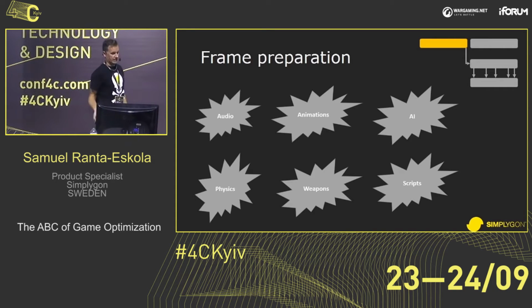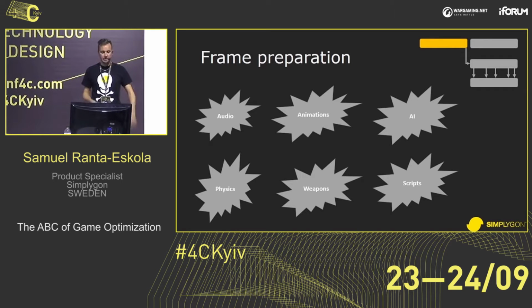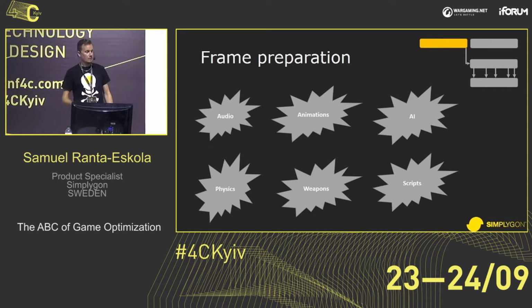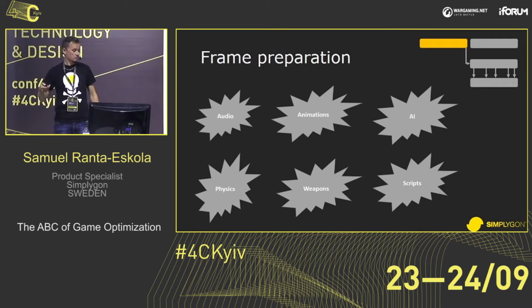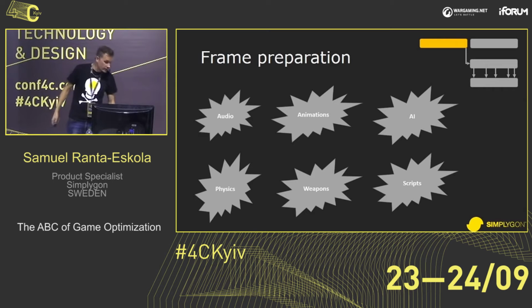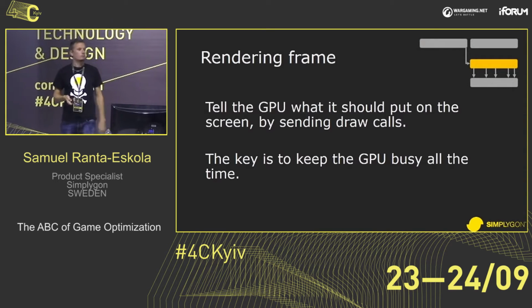We need to allow AI time if they're going to make any smart decisions. We need to calculate physics. We don't want stuff to fall through the world. We need to do weapons. Typically tracing and stuff like that is very costly. And then scripts, any game logic that needs to be run. There's probably more things, but these are probably the ones that would consume most of the time.